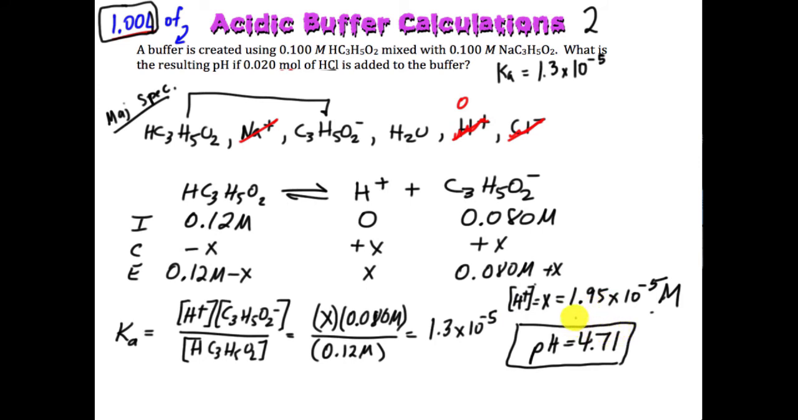Now, if you go back to part C of the acidic buffer calculations in the last video, the last one I did, the pH for that one ended up being 4.89, if I'm not mistaken. So 4.89. Now, by adding the strong acid, the pH didn't change that much. Okay, it stayed relatively the same.